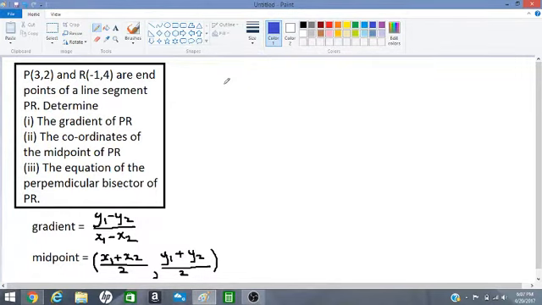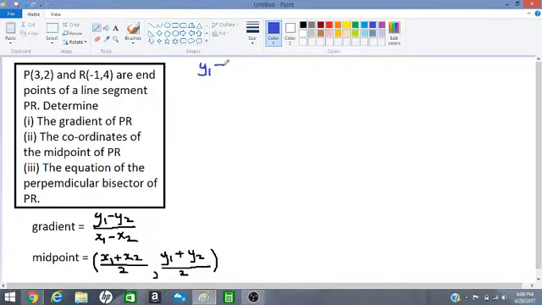Okay, so we are back with some coordinate geometry and we have a line segment to work with, PR. We are given the coordinates of P and R. We are asked to find the gradient of PR. So we are using this formula, y1 minus y2 over x1 minus x2. Let us define our variables.